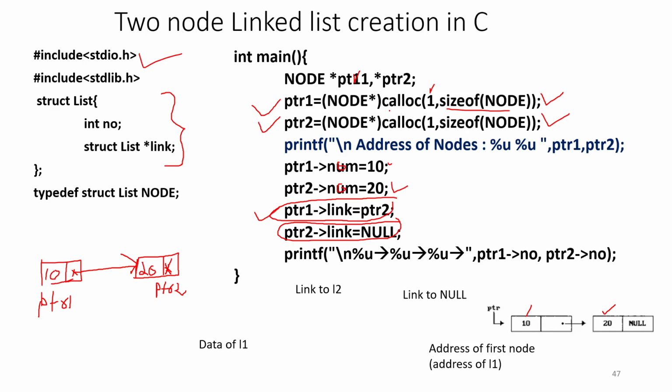If malloc is there, you have to use this particular statement. For CLR, it is not required. To access this statement, ptr1 of number 10 you will get, ptr2 of number 20 you will get.